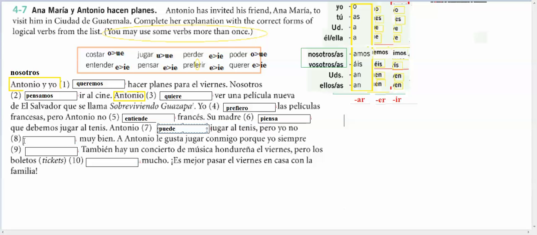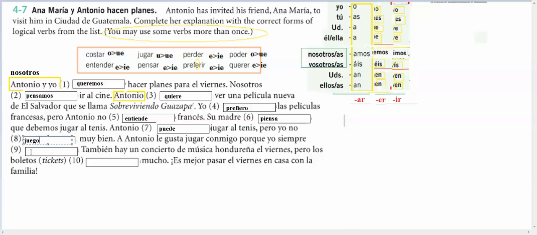But I don't play very well. Jugar. Who doesn't play very well? I don't. That's outside the green box again. So I'm going to get rid of the ending and I'm going to change my U to a UE. And for I as an AR verb, I would add an O. A Antonio le gusta jugar conmigo porque yo siempre, so he's going to like to play with me.